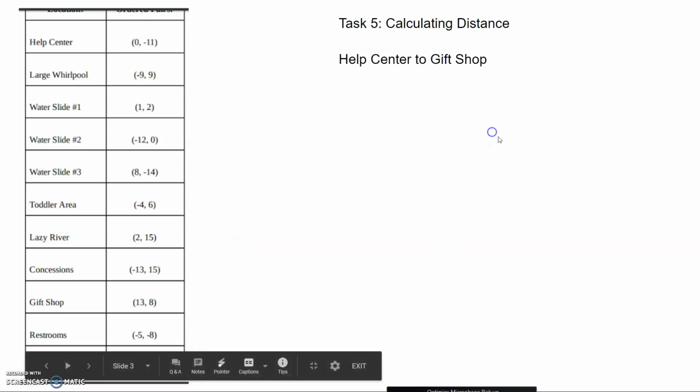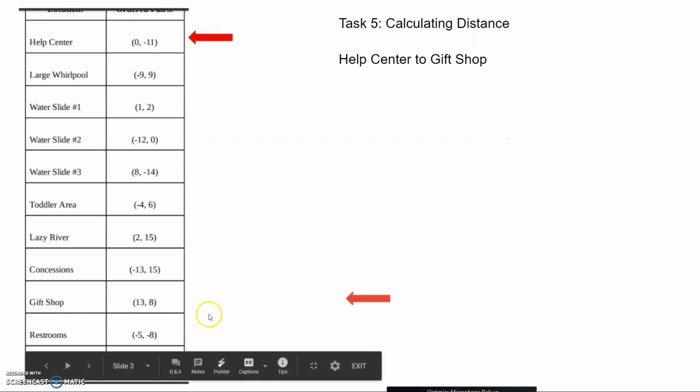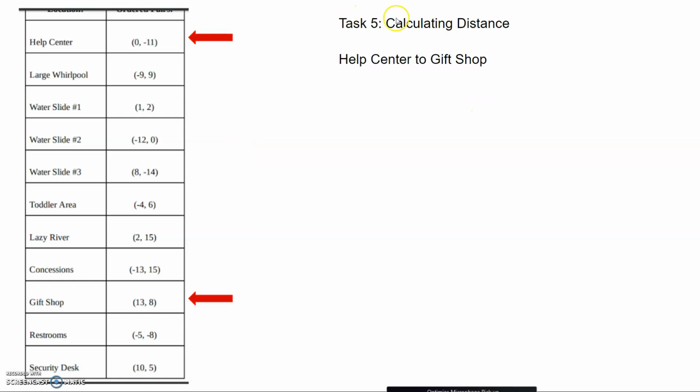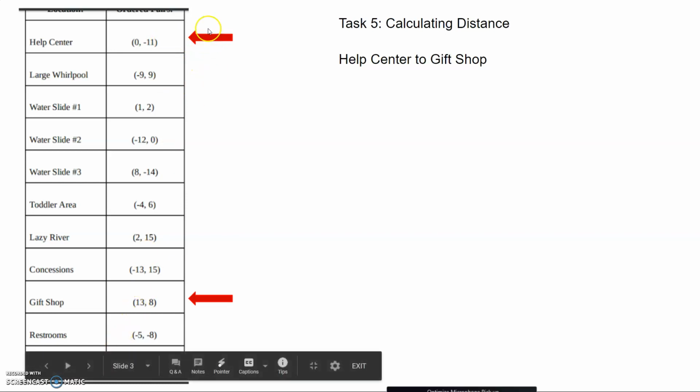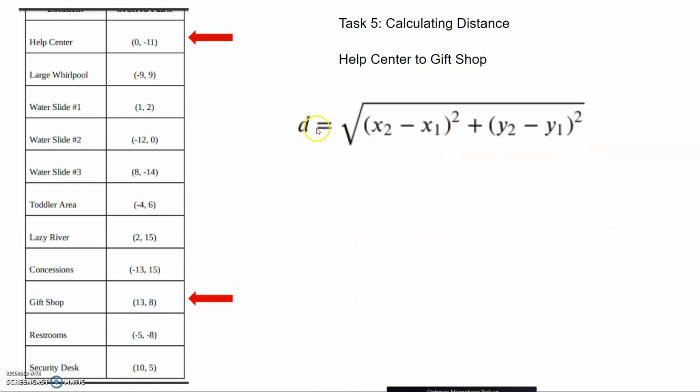But first I just wanted to have a few things fly in. So again, we're using the help center and the gift shop, and we're going to use the distance formula to calculate this. That's what our first example is going to be. We need to know the ordered pairs. And the distance formula is this right here: d equals the square root of x2 minus x1 squared plus the difference of y2 minus y1 squared. And we're going to fill those numbers in.